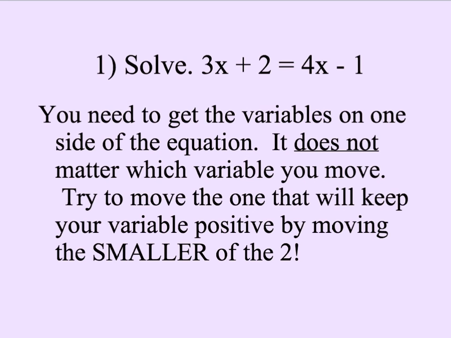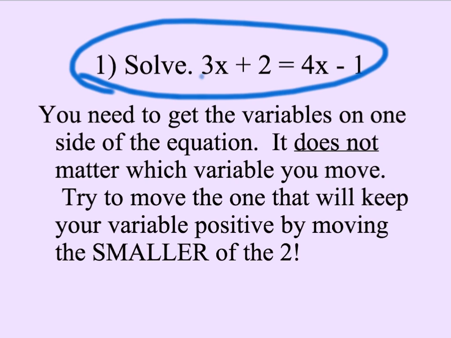So let's go ahead. In this example, you'll see variables on both sides, a 3x on this side and a 4x over here. And the goal is to get all the variables on one side. It doesn't really matter which side we move it to or which one we move, but we want to get it all on one side so we can eventually get to the place where it says x equals.